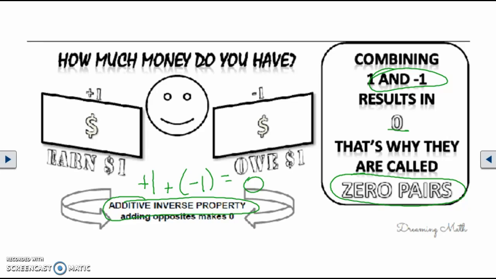We are going to use 0 pairs a lot in the next couple of lessons as we talk about adding and subtracting these integers. 0 pairs sometimes you'll see as counters. A positive counter and a negative counter cancel each other out. So we circle these and we call those a 0 pair.